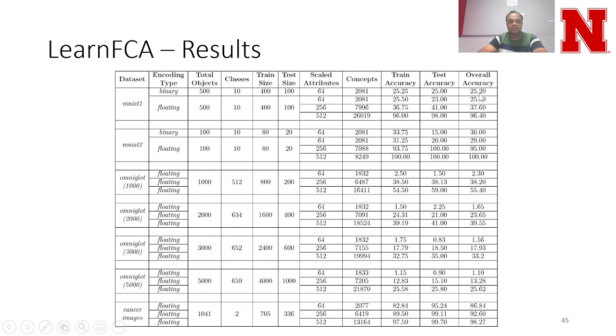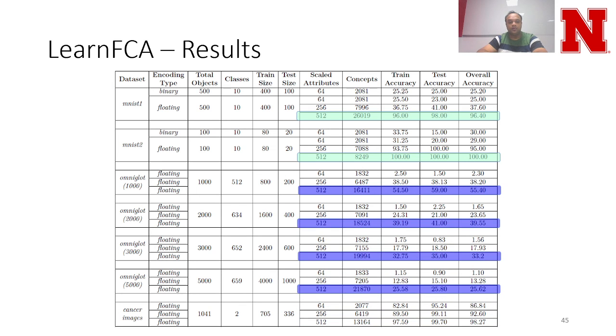But as soon as we extended our feature set and used floating encodings, we were able to achieve an accuracy of 96.4 to even 100. If you notice, we were only able to use the number of objects as 100 and 500 for our classification. So that was with MNIST.